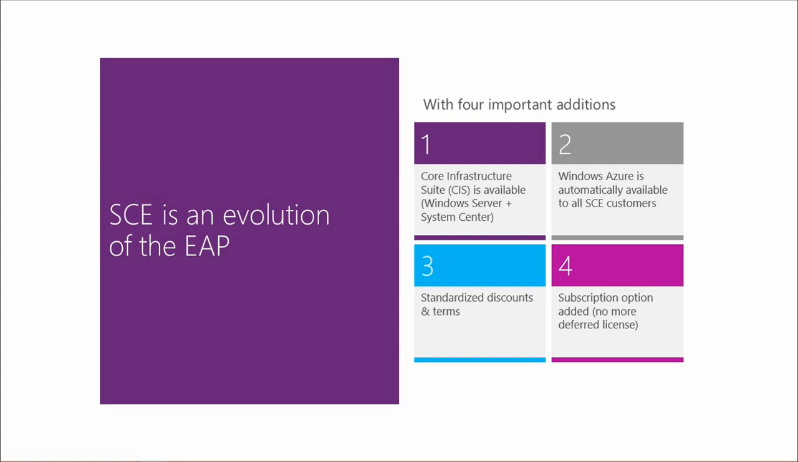Fourth, we have a new set of subscription options instead of the deferred L or prior L model that EAP had. These subscription options are very exciting. This will be the first contract we've ever had where customers can mix perpetual and subscription licenses in the same vehicle. Why is that important?